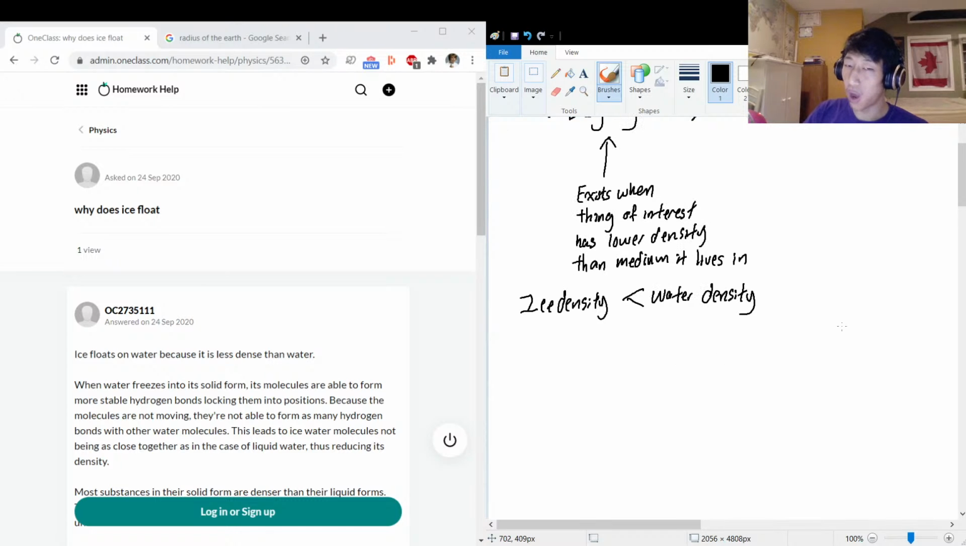Now, why does ice float? The easy answer is that ice is less dense than water. That's why. But that's actually kind of confusing, right? Because typically when things go from liquid state to solid state, they get more dense. Like nitrogen is a lot more dense in a solid state as opposed to a liquid state, because the things are closer together. But water is a little bit different.